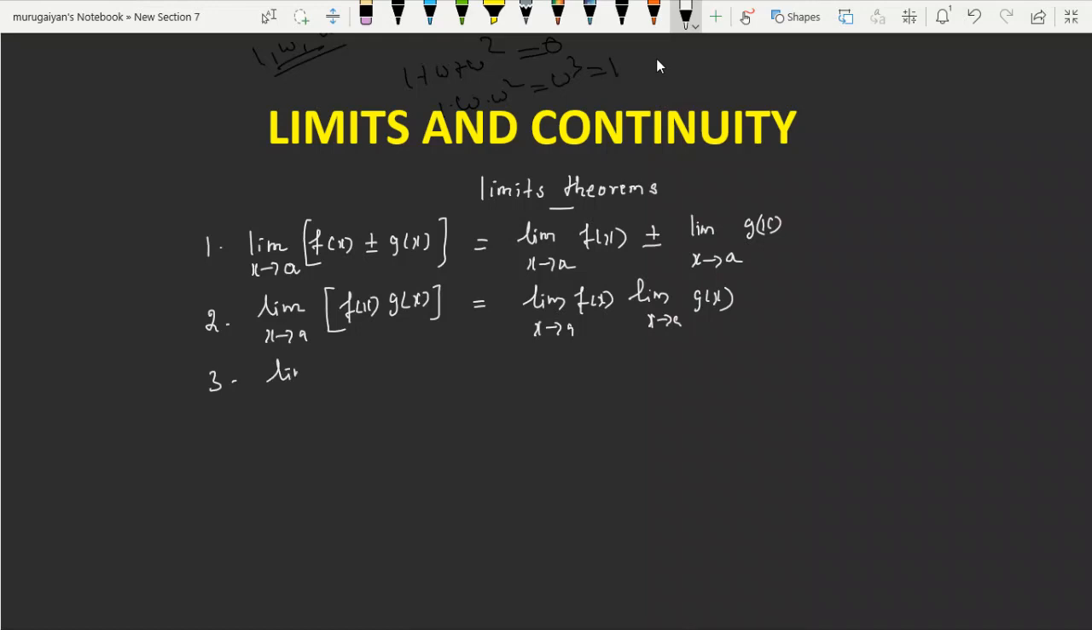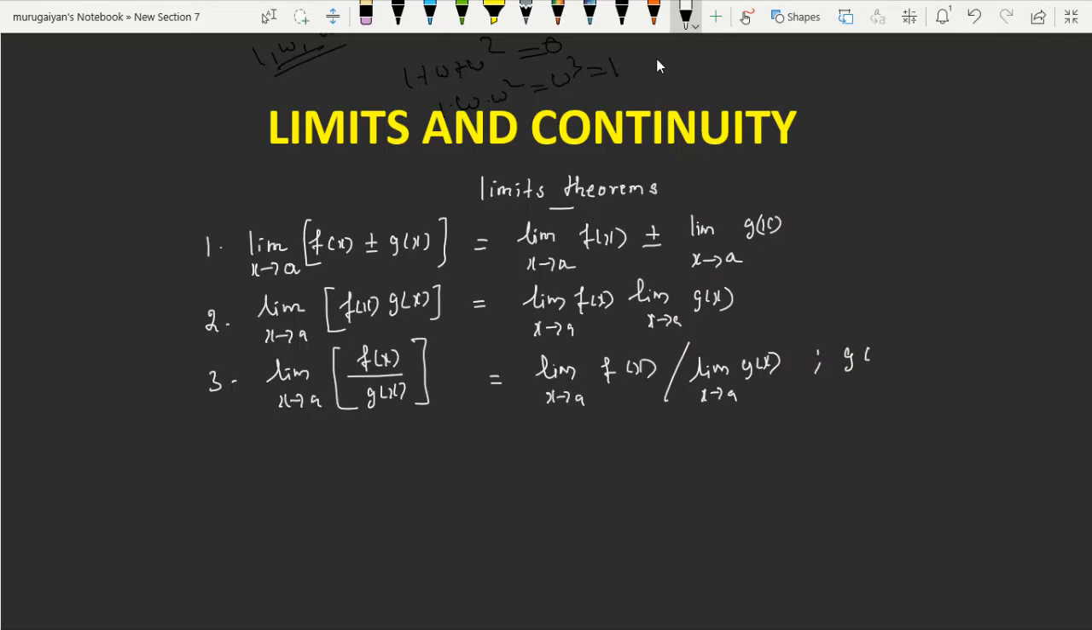And the third one: limit x approaches a of the quotient of real functions. Limit x approaches a f of x divided by limit x approaches a g of x, under the condition g of x not equal to 0, otherwise the rational function will not be defined. Clear? Whenever we encounter a rational function, be very careful. The denominator g of x should not be 0, and we have to include that condition. Otherwise, in the question itself, the supporting domain would be given.